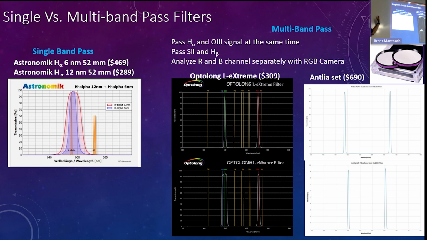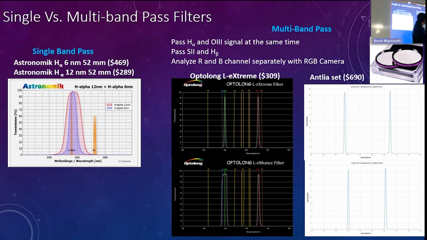Okay, so single and multiband. When I say single band pass, that's the graph I keep putting up. You only get one wavelength through. Multiband pass, Optolong has been really establishing some of the multi-pass filters. I know it's hard to see here. This is the web resolution that they have posted, where you can get a hydrogen alpha and oxygen in the same filter. So in one shot, hydrogen goes to your red, oxygen goes to your blue, and in every shot, you're getting both of those wavelengths.